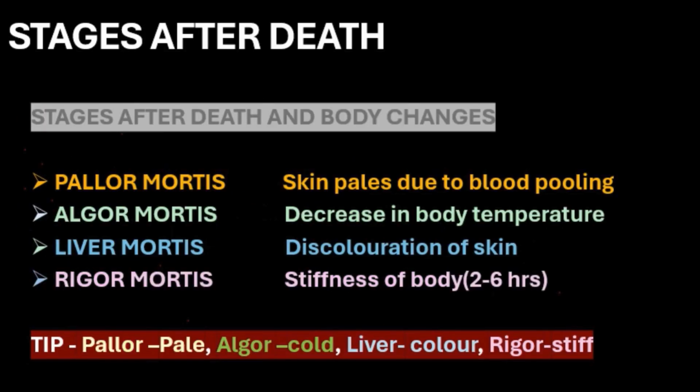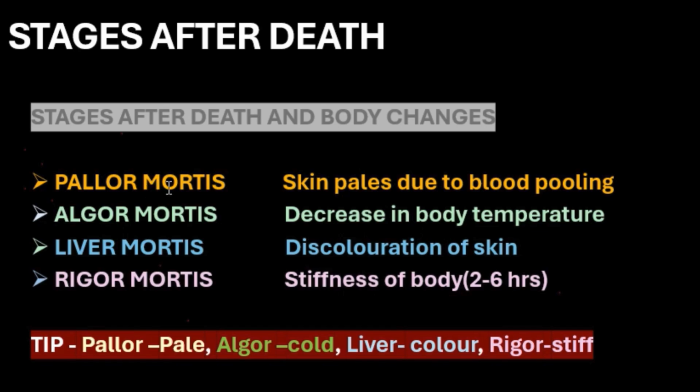Then the four stages after death: pallor mortis, algor mortis, livor mortis, rigor mortis. Pallor mortis, skin pale due to blood pooling. Algor mortis, decrease in body temperature. Livor mortis, discoloration of skin. See the color code I added here. You can remember this. I am adding multiple memory tricks in all of my study materials. Rigor mortis, stiffness of body, 2 to 6 hours.